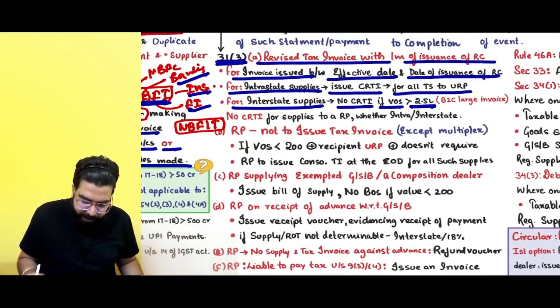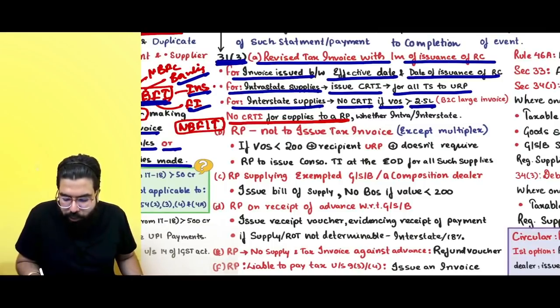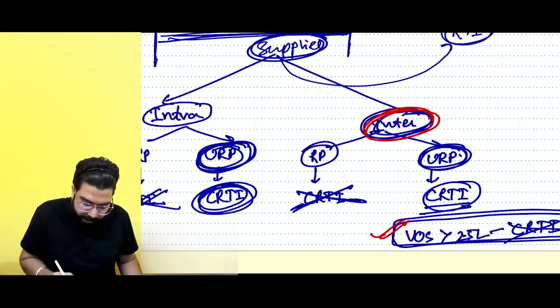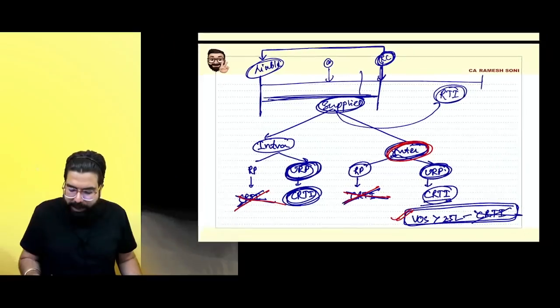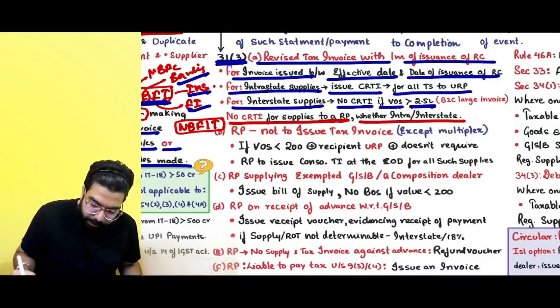Okay, sir, point is clear. No consolidated revised tax invoice for supplies to a registered person, whether intra or inter. In case of a registered person, a consolidated revised tax invoice is not possible. Done, sir. Point is clear.